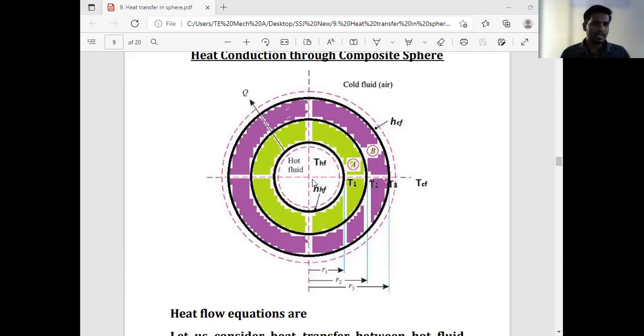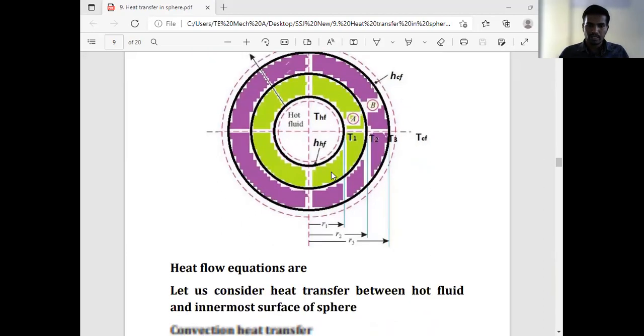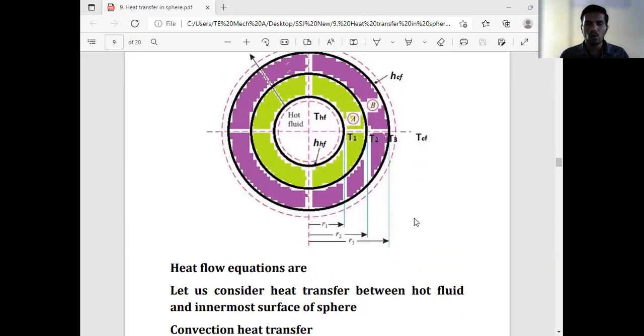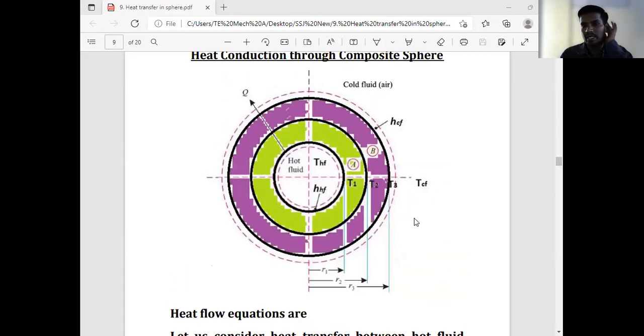Similarly, layer A has thermal conductivity KA, and layer B has thermal conductivity KB. All of you get this point. Due to the hot fluid, heat transfer takes place from the inside section to the outside section. So all of you complete this diagram, draw it fast.